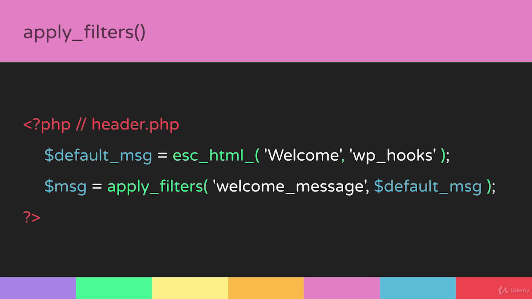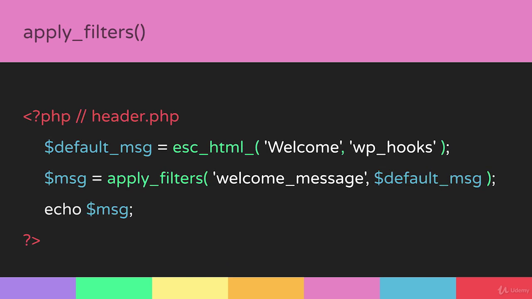Let's say that in our header.php file, we were going to display a welcome message. And we escaped that message and we made it localizable or translatable, and we saved it as a value default message. However, we wanted to give plugin developers or maybe people creating child themes the ability to modify this message. So what we're going to do is run apply filters and then save whatever might be hooked into it back as message. Then in our actual code, we would display the value of that filter data rather than our default message.